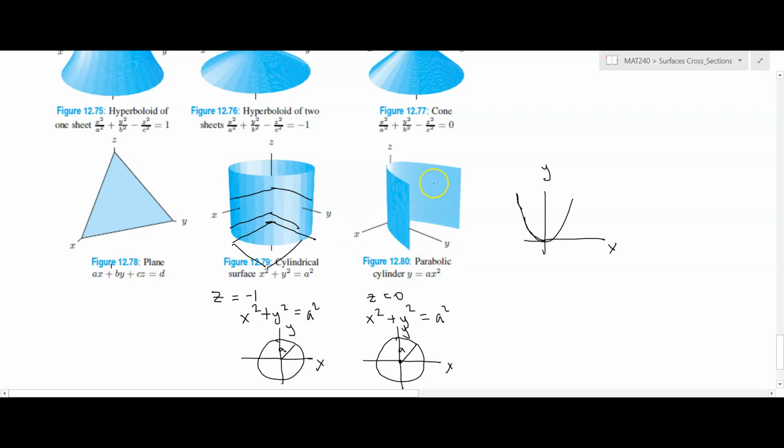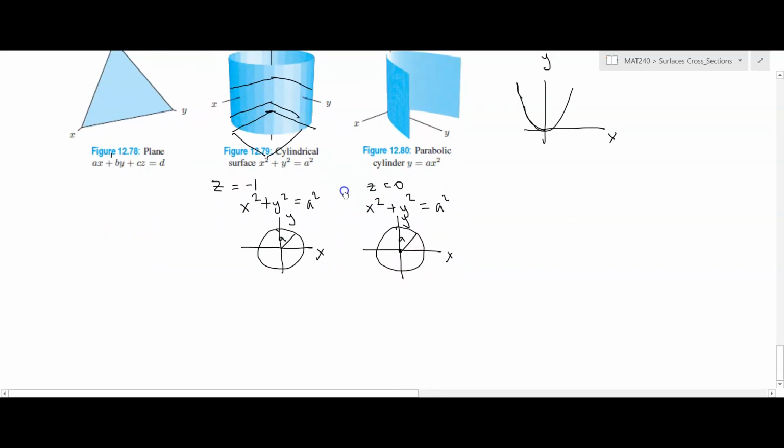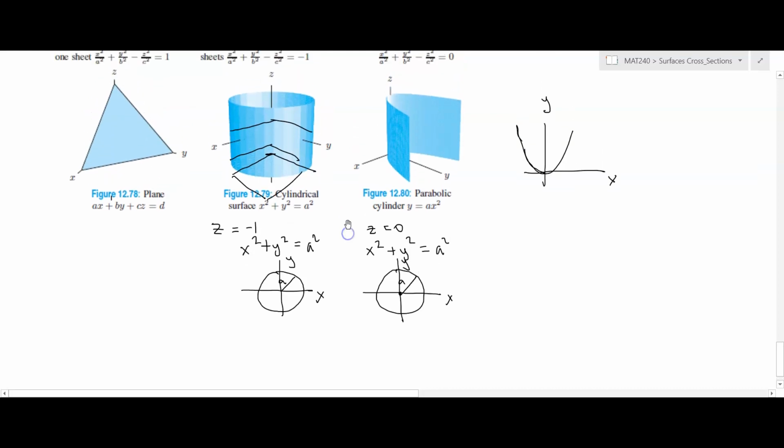So there are many, many different multivariable functions out there, but again, the core skills that we've learned here are to think about cross-sections by holding one of the variables constant within our equation.